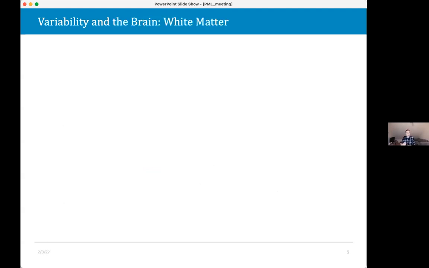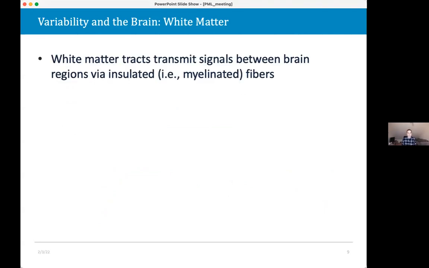Okay, so if we want to step back and think about what some of those brain mechanisms might be that are contributing to these effects, one of the best candidates we have is the white matter. White matter tracks transmit signals between brain regions via insulated, biologically myelinated fibers. While this is a somewhat imperfect metaphor for all sorts of reasons, you can think of it broadly like a copper wire, where we have some direction of signal conductance that we want to transmit down, and we insulate in order to prevent leakage perpendicular to that direction, in order to preserve the signal across longer distances. And on a biological level, that's generally the role of the white matter tracks.